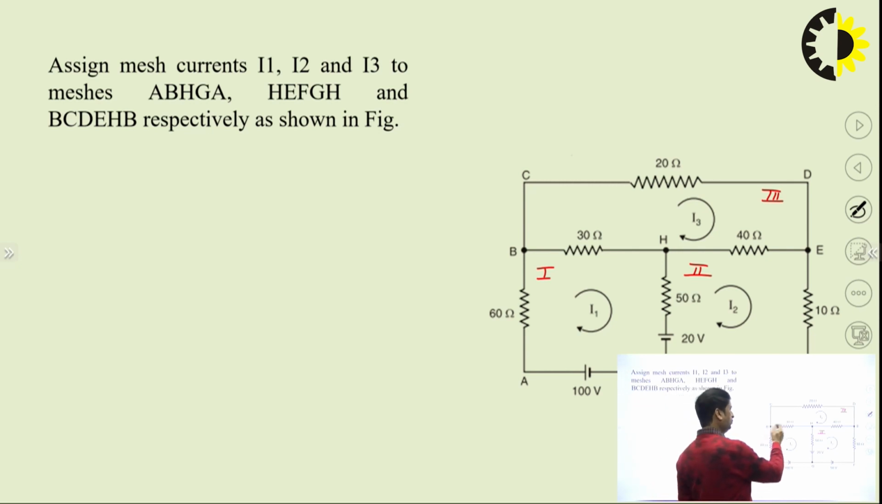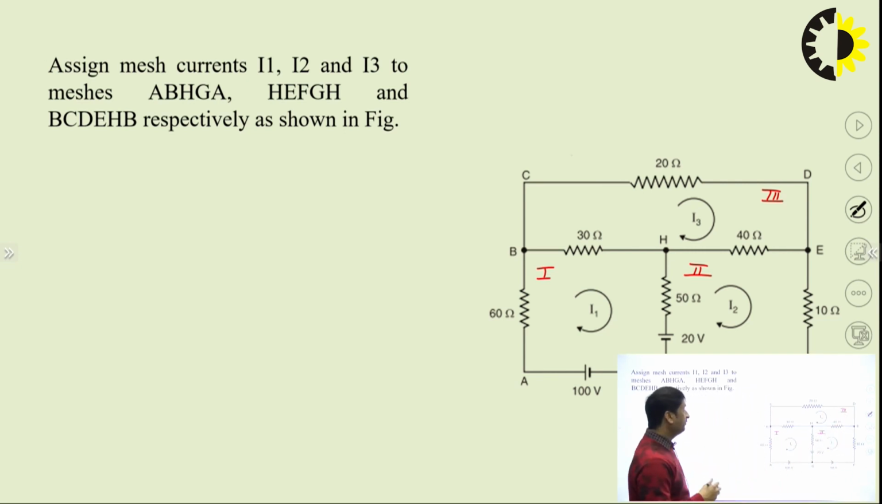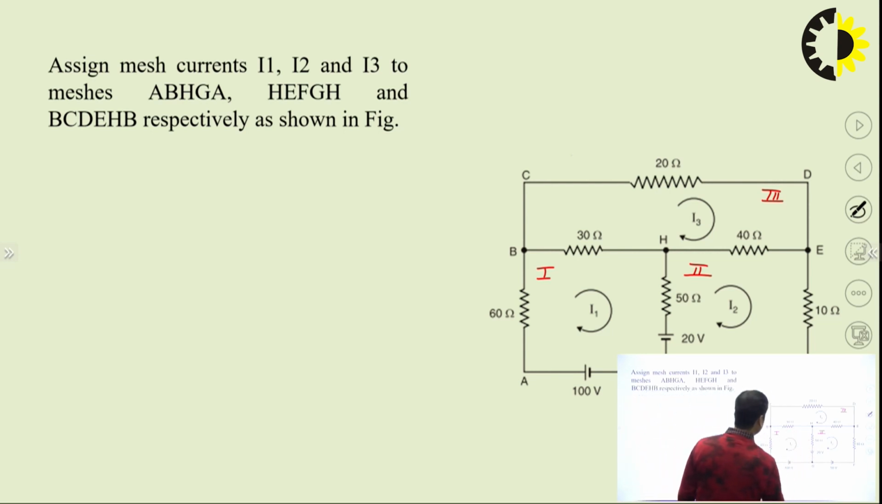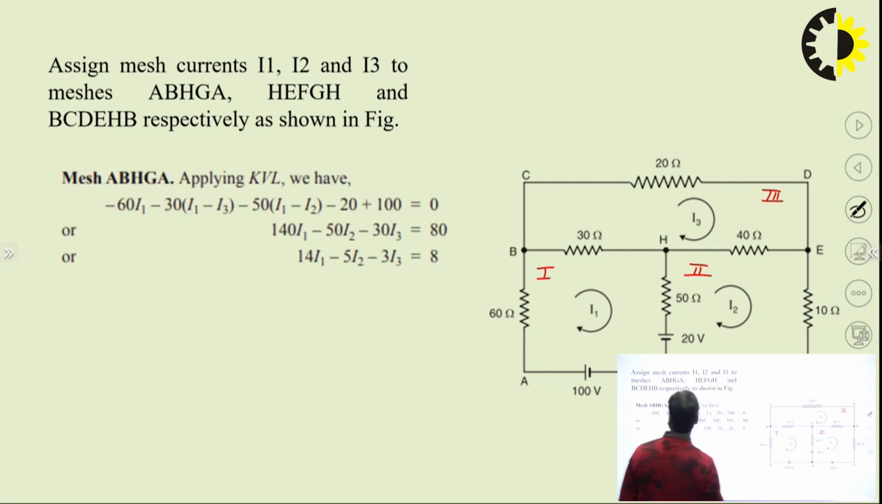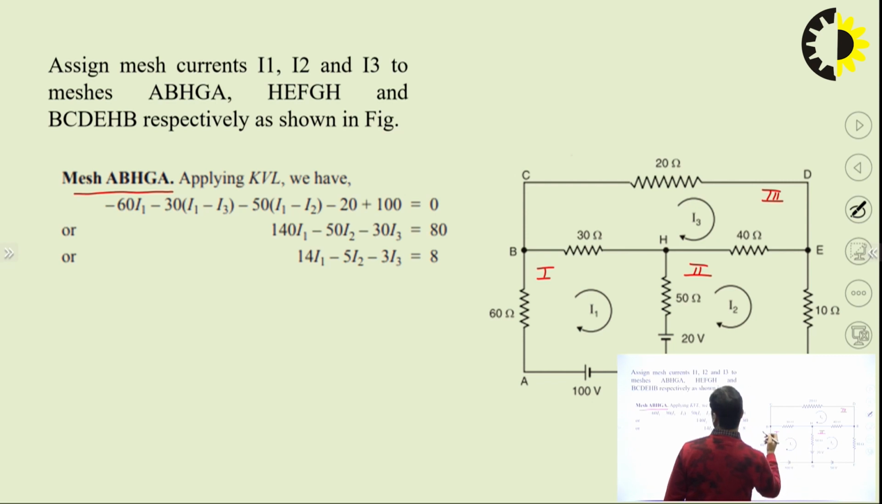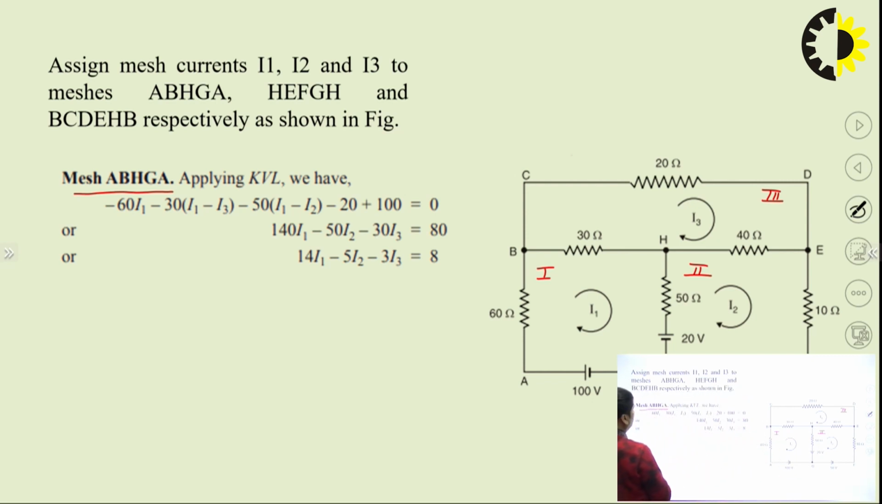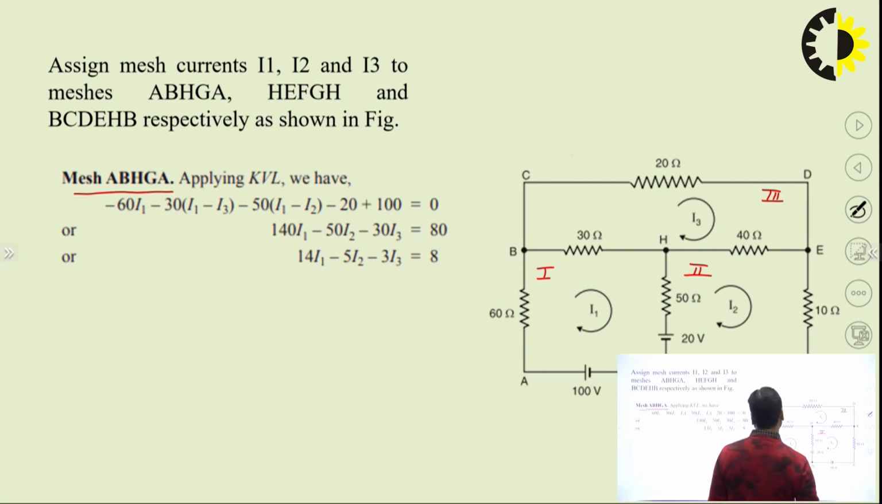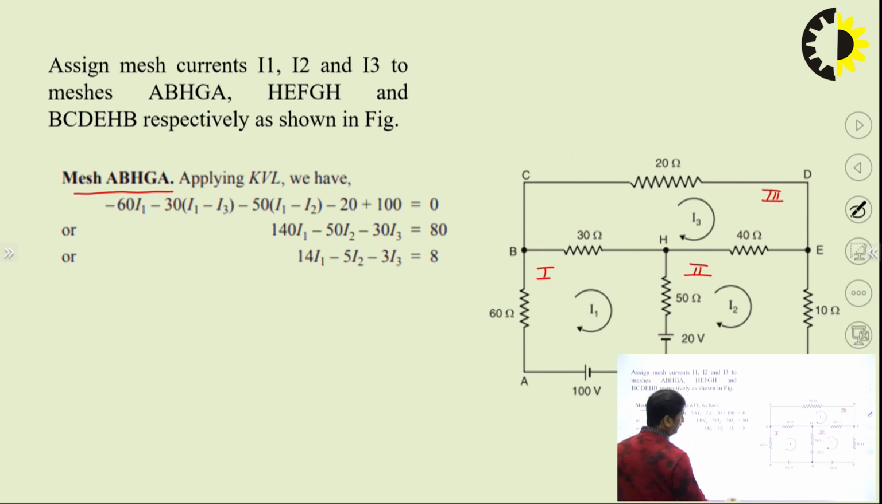Let us name the nodes which are there as A, B, C, D, E, F, G, H, like that, and one by one we will solve them. First of all, take this mesh, this particular mesh is B, H, G, A. So this is the first mesh that we have taken, and we apply KVL in this particular mesh. Let us start from the point A.